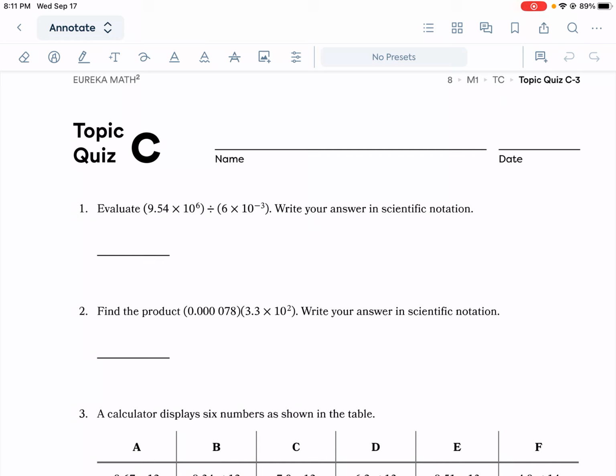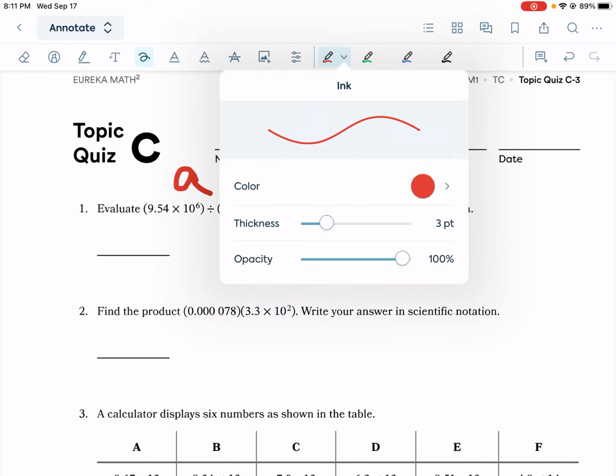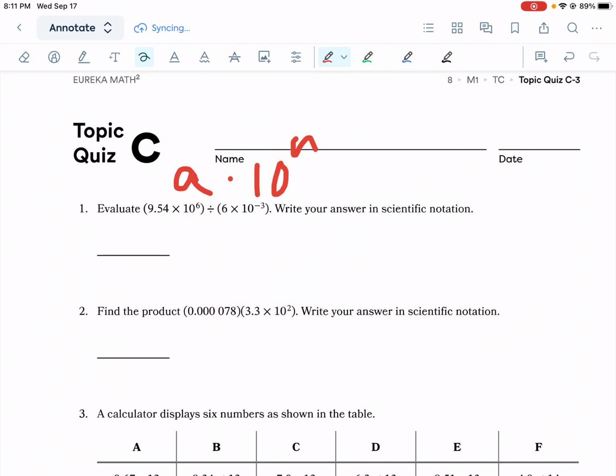For number 1, it gives you to evaluate 9.54 times 10 to the 6 divided by 6 times 10 to the negative 3. What you want to do is set up your A values first. Make sure you write your scientific notation formula out just to make sure you're following it. Split it up a little bit. First of all, let me make my line thinner. Split it up a little bit and separate your A values from your bases of 10.